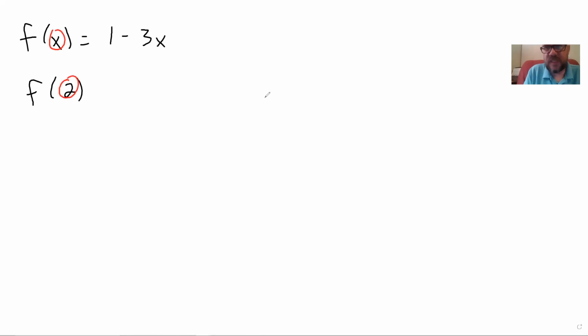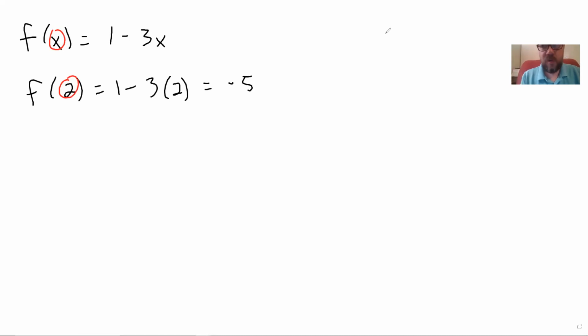So 2 is replacing the x in the function, or when you're plugging it in, I guess. I don't know what to call that in the formula. So that's -5. That's it. There's really not much else to evaluating functions.